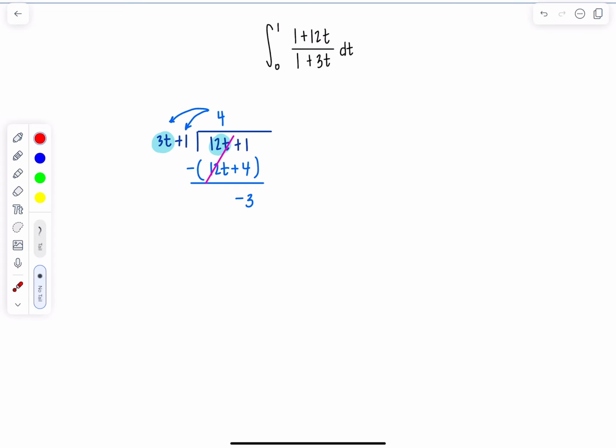Now I can't divide any further because there's nothing you can multiply 3t by to get negative 3. And the degree here is lower than the degree of the divisor. So that's your remainder. That's how you know you've got a remainder.